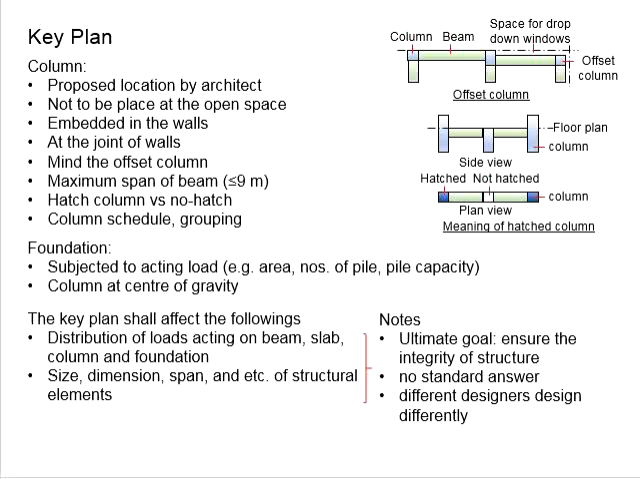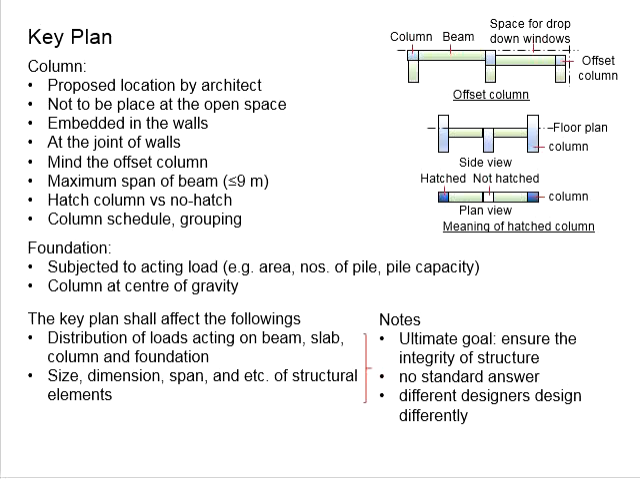You will need to find a balance between your needs as well as the needs of the architect. This is the only way that you can come to a common ground in resolving the issues. Next, you need to consider the hatch and non-hatch issues regarding the column. This needs to be presented in the structural key plan. Sometimes you see the columns being hatched, and sometimes you see the columns are not being hatched. There is a meaning for that.